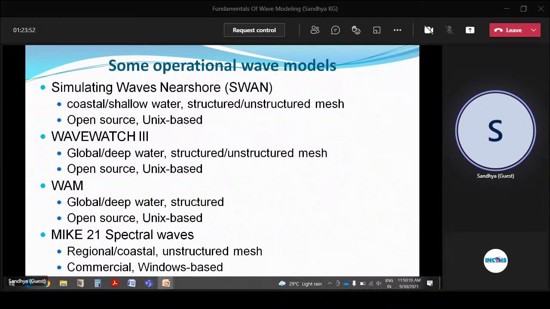Another wave model is WAM, which is a deep water model, which is structured, open source and Unix based.